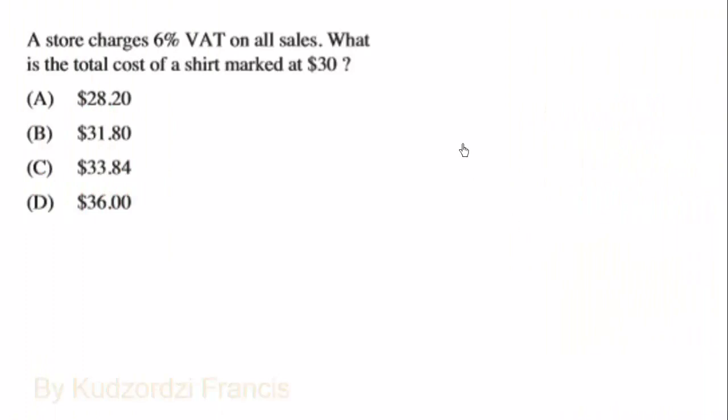Now, a store charges 6% VAT on all sales. What is the total cost of a shirt marked at $30? So, VAT is equal to 6%. VAT means value added tax. So, we want to find the total cost of a shirt that is marked at $30.